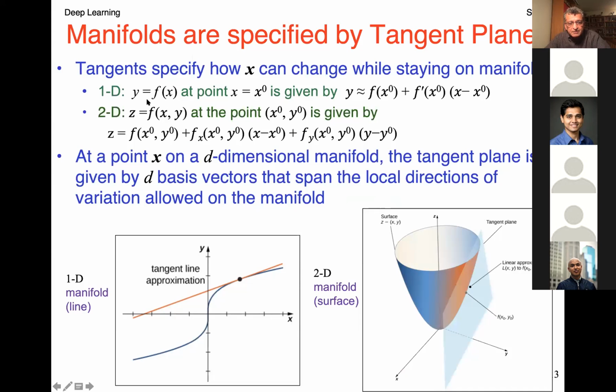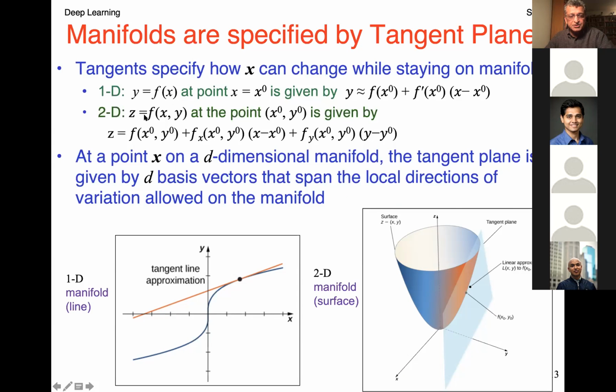In a one-dimensional manifold, y equal to f of x at point x equal to x naught is given by y approximately equal to f of x naught plus f prime of x naught times x minus x naught. That's right, this is the Taylor series expansion. We put in approximately because we are abandoning the higher order derivatives here.